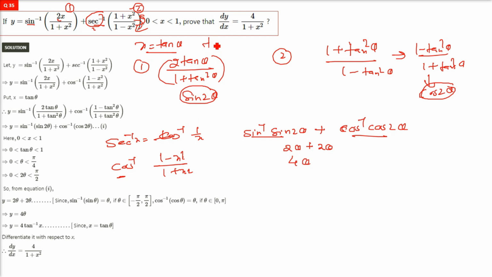Theta, you can replace it by tan inverse x. x is tan theta, so theta will be tan inverse x. So 4 into tan inverse x. So this is y. Now let us differentiate it.